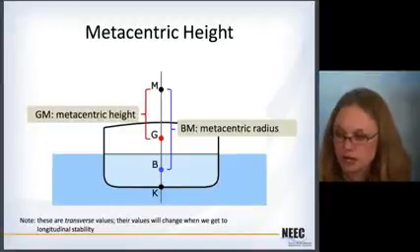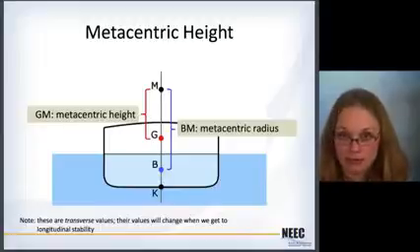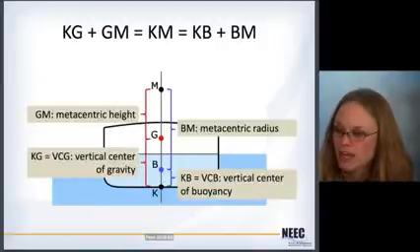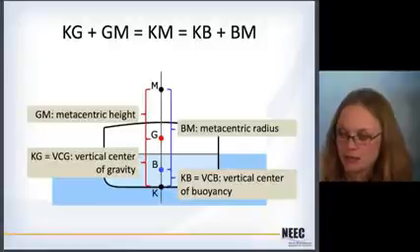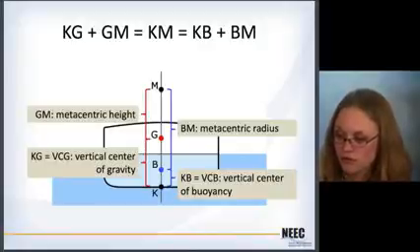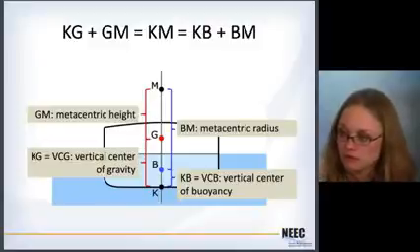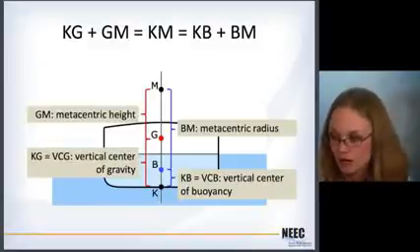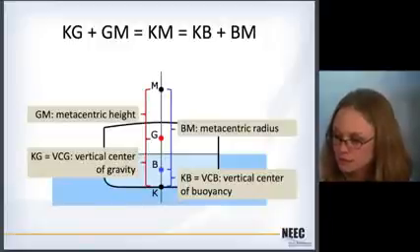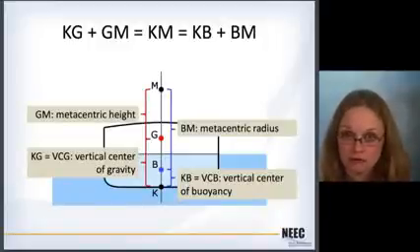So GM is the metacentric height. You also have the metacentric radius, which is BM. And K was the intersection of the center line with the keel of the ship. All of these values work together. KM is the total distance between the keel of the ship and M, the metacenter. You have GM, KG, the vertical center of gravity, and KB, the vertical center of buoyancy. All these work together, so if you have four of them, you can calculate the fifth. These are all properties of the ship.